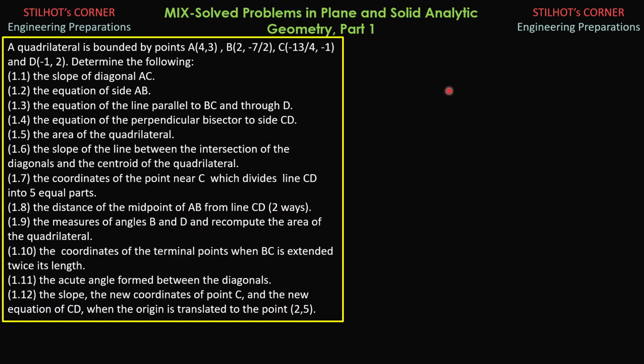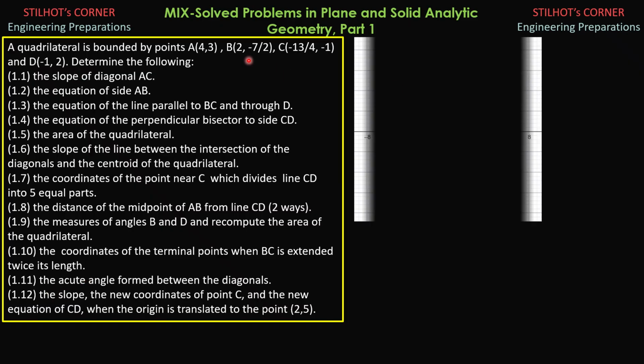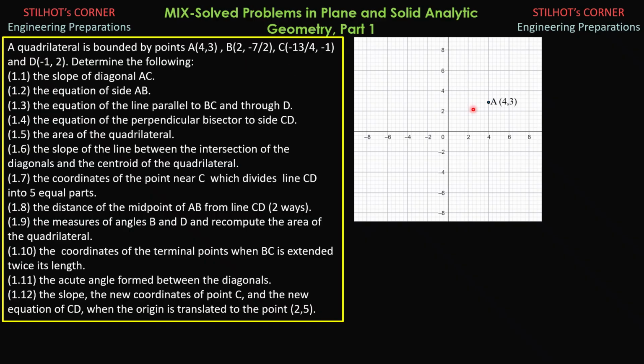So first, let's plot these points: A(4, 3), and (-1, 2), which is D, because the points should be arranged in counterclockwise direction. C is (-13/4, -1), and B is (2, -7/2), and this is the quadrilateral as shown. So first, the slope of AC, this diagonal.